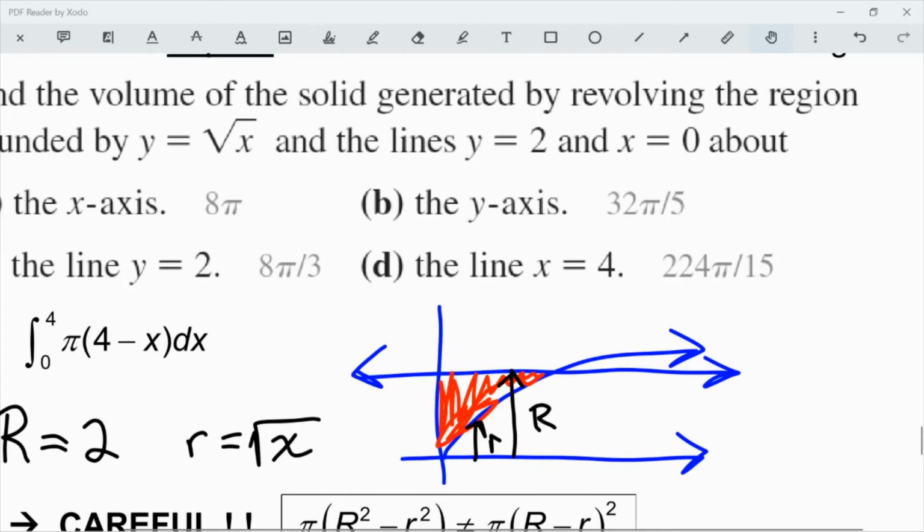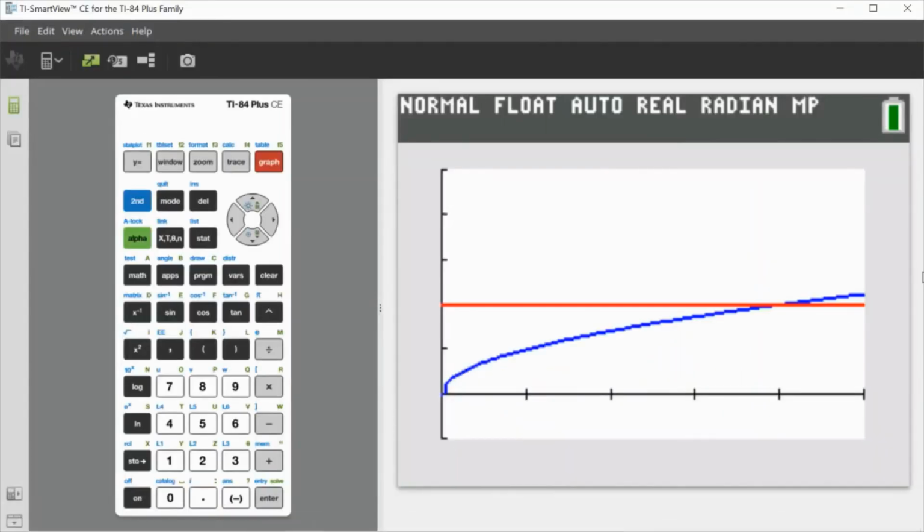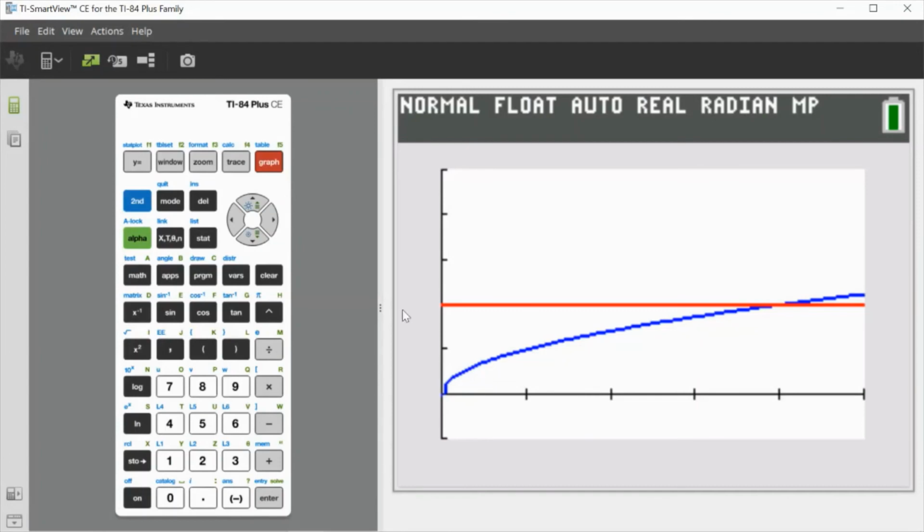Now, sometimes you may not want to graph these by hand, so I just want to show you on the calculator, if you need to revolve around a vertical line and you want to help visualize what that vertical line looks like, let me show you this. So I'm going to go back to my calculator graph. Okay, so here's my calculator graph. And remember, we were going to revolve this time around x is equal to 4.